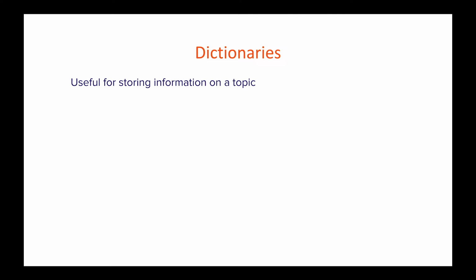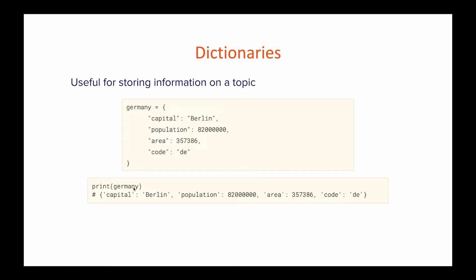So dictionaries are basically useful for storing a lot of information on a specific topic. So here is an example. We have our Germany variable with the capital Berlin, with a population of 82 million, an area and a code. Okay, so like I said, these can be any type of variable. We have strings here and integers, but you can pretty much use anything you like. And if we try to print that, we're going to get the print in this form, right? So we have key value, comma, etc.